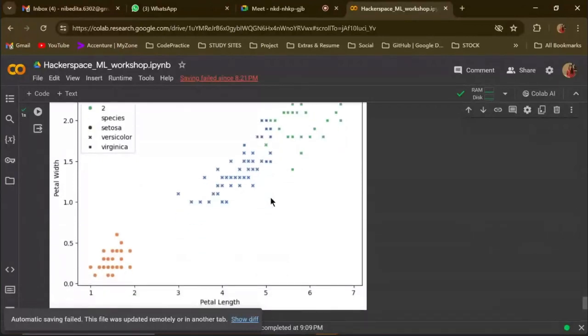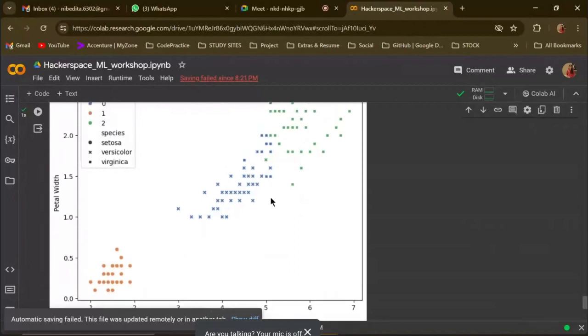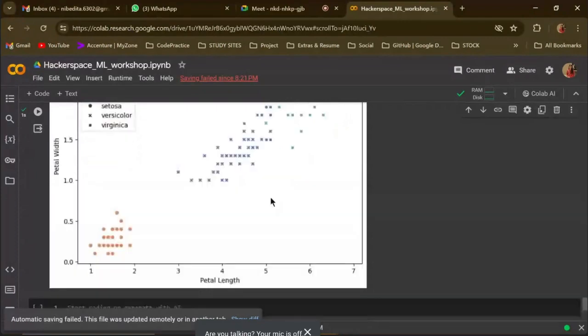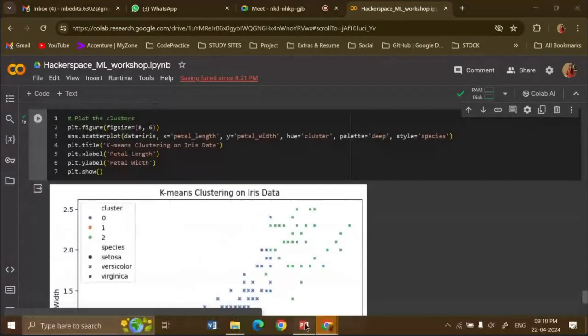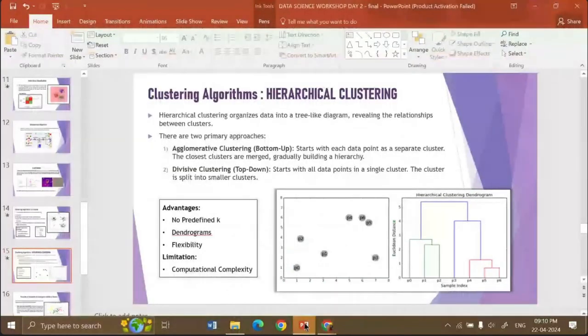Is this clear? The graph is clear? Yes, Didi. Okay, so there is some error.